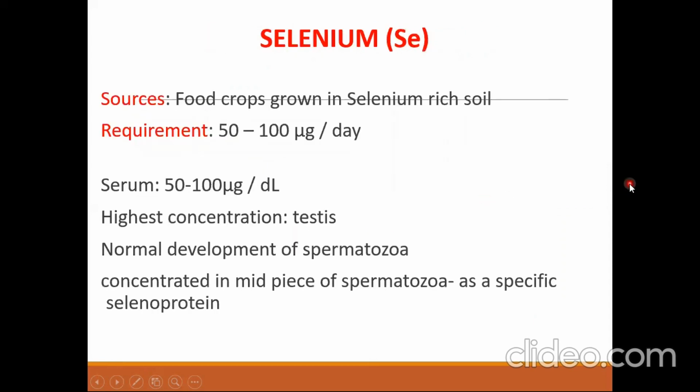Next, we'll see about another trace element, which is called selenium. The source of selenium is the food crops grown in selenium-rich soil, and the requirement of selenium is 50 to 100 microgram per day. The serum selenium content is 50 to 100 microgram per deciliter. The highest concentration of selenium is present in the testes. This selenium is needed for the normal development of spermatozoa, and it is concentrated in the midpiece of spermatozoa as a specific selenoprotein.